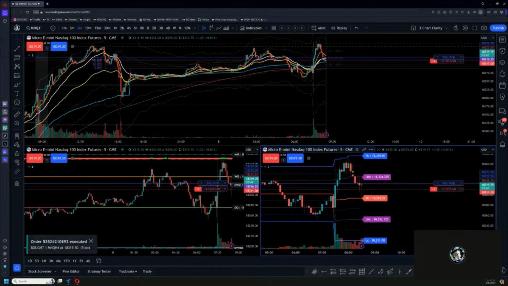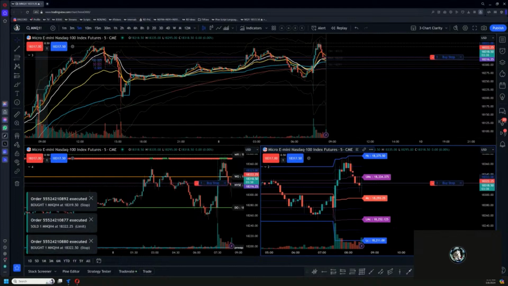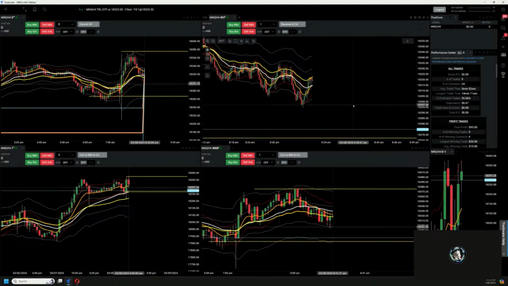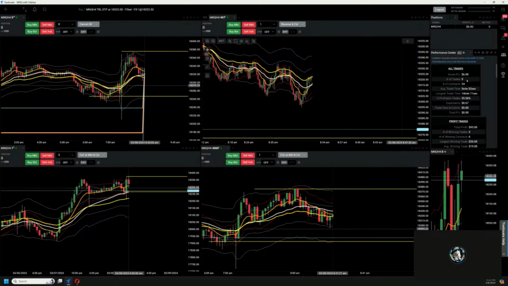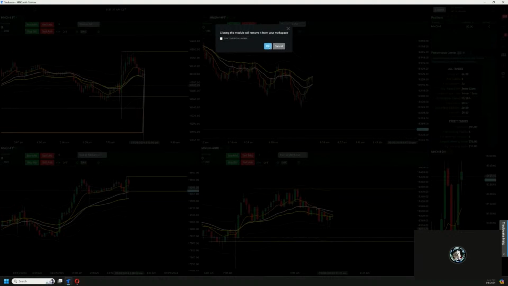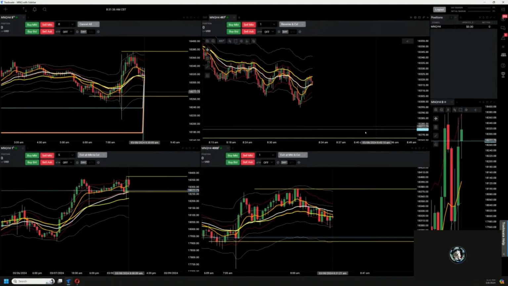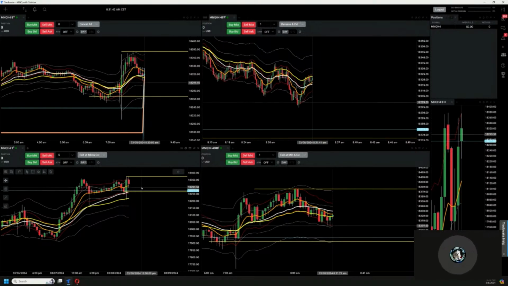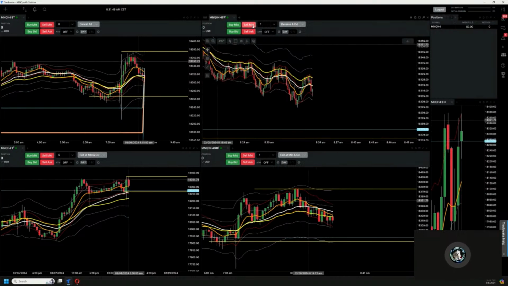Stop filled. Order filled. Ooh, I need to watch the charts. Stop filled. Let's close this because this is not helpful. Well, let's see. We've got an interesting pattern forming here. We've got the actual key level holding so far.